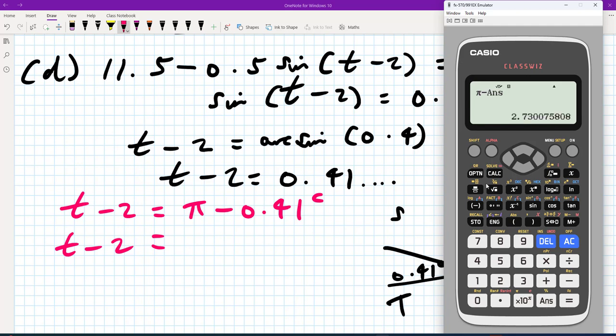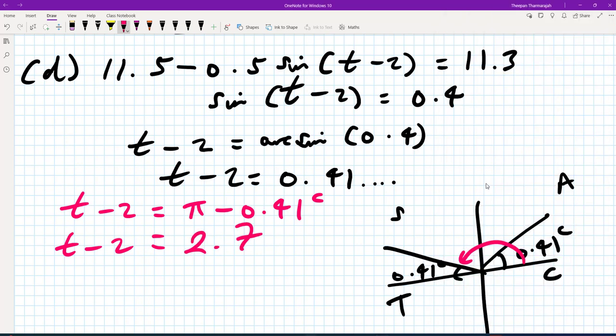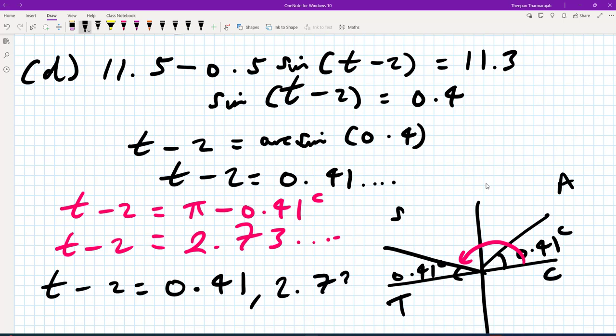So I get 2.73. So 2.73 and so on. So we can list these out. So we can say t minus 2 is going to be 0.41 followed by 2.73. So if we add 2 to it, we're going to get 2.41 and 4.73.